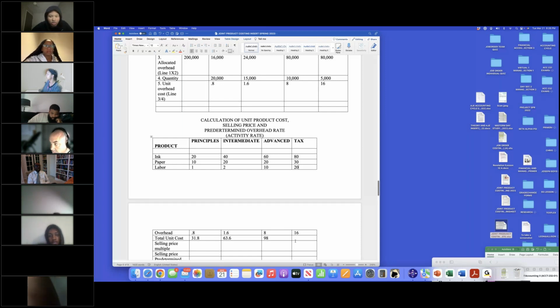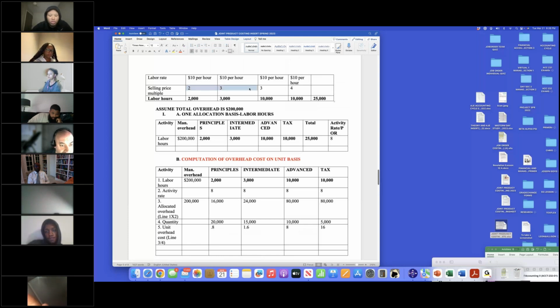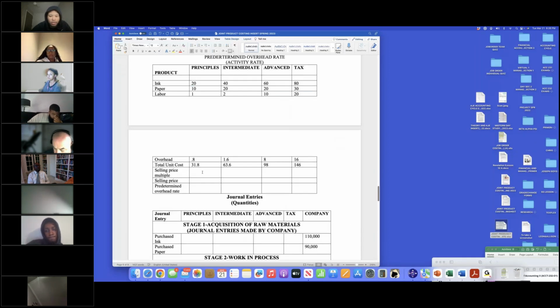So then we bring down our selling price multiples. We got those in here somewhere. There they are. So what's the selling price of principles? Selling price for principles. Not too hard to calculate there.